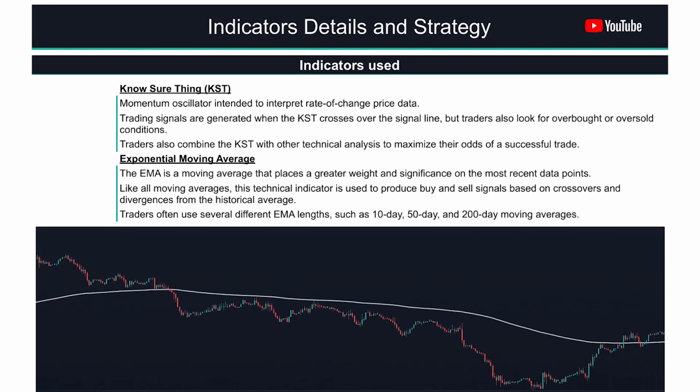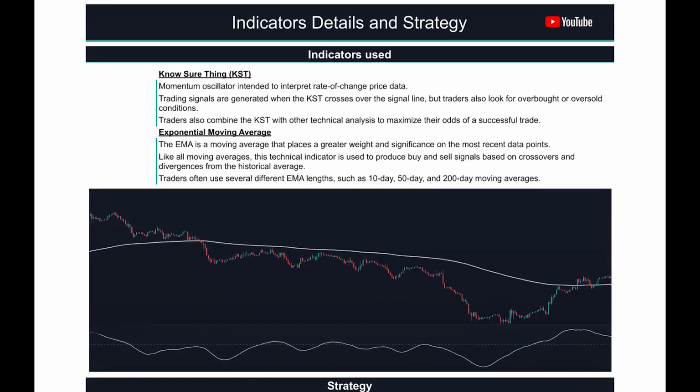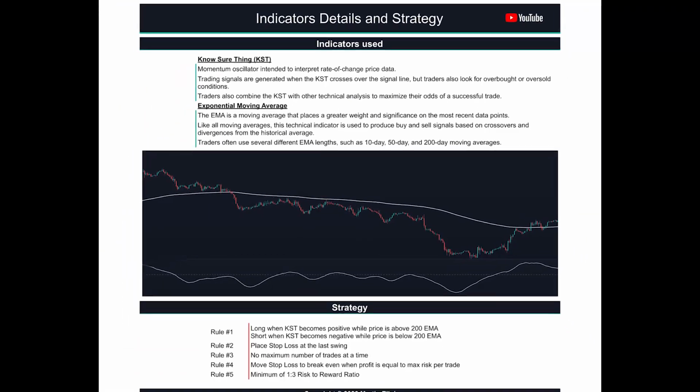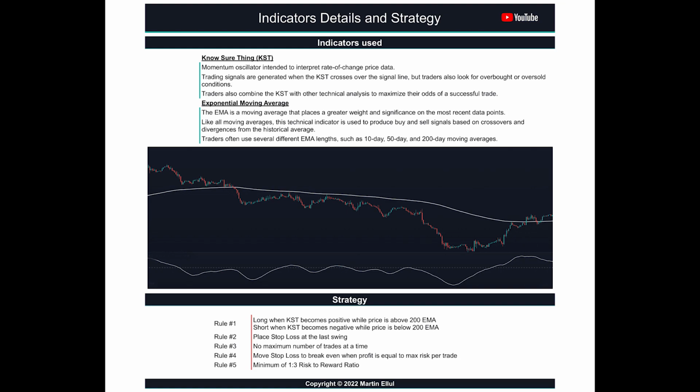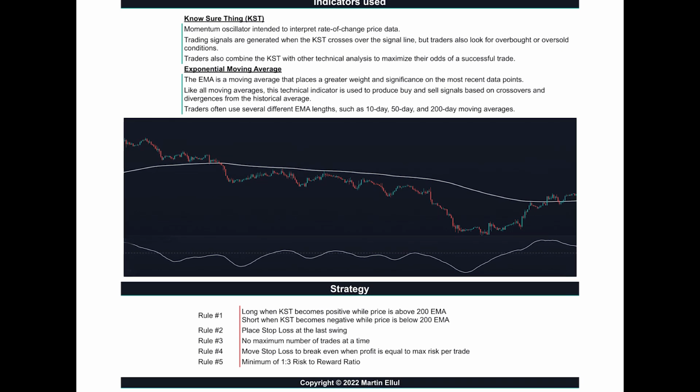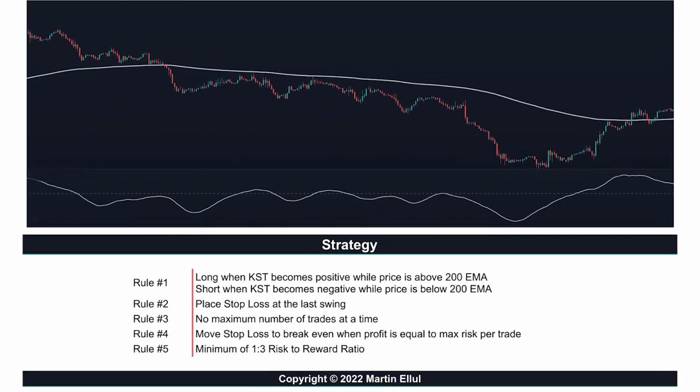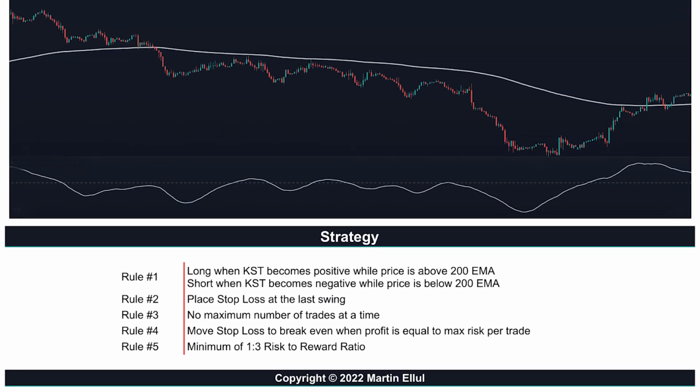So this backtest is based on the 1 hour time frame with a minimum of 1 to 3 risk to reward ratio. That means that for every dollar that we risk, we aim to make a minimum of $3. So here's the strategy. We go long when the KST becomes positive while the price is above the 200 EMA. And similarly, we go short when the KST becomes negative while the price is below the 200 EMA.